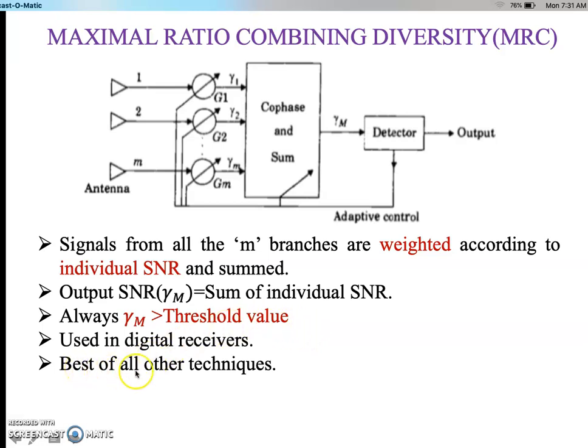This MRC technique is the best of all the other techniques, and it is usually used in digital receivers. So here in MRC, by varying this adaptive control, we can vary the individual signal to noise ratio with the help of varying this gain. So this is the principle behind maximal ratio combining diversity.